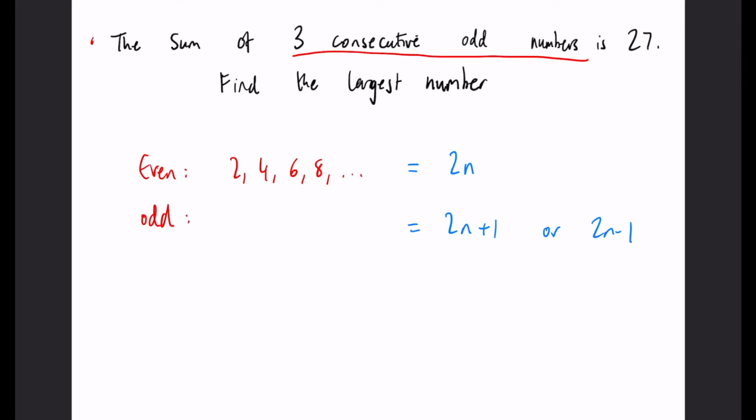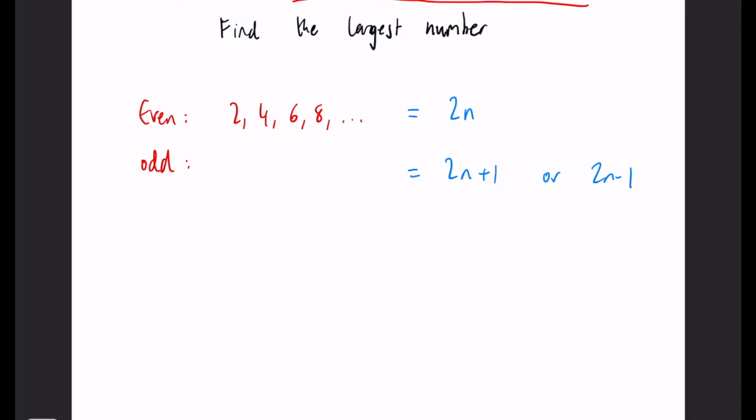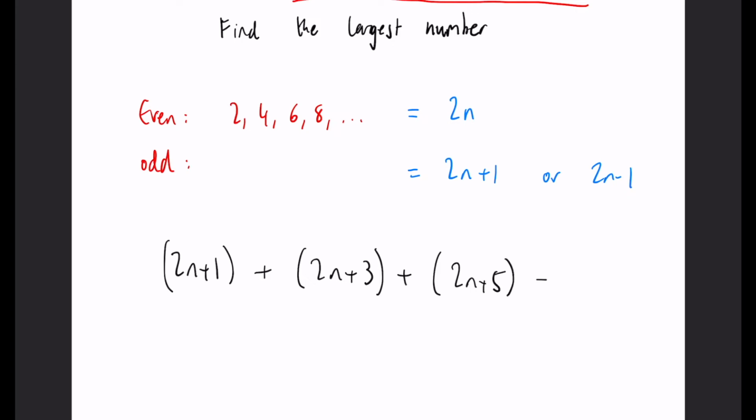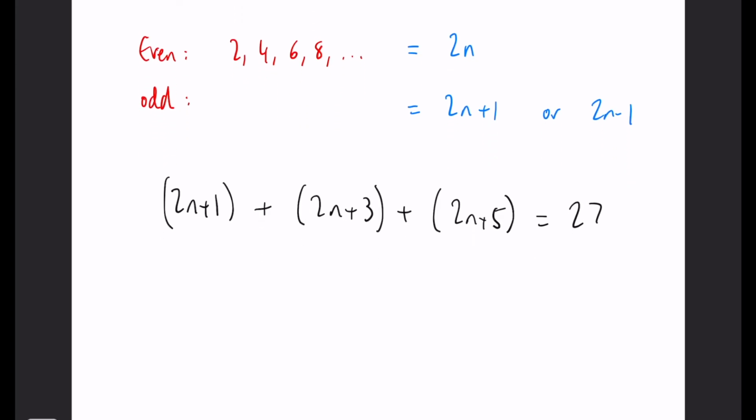So the sum of 3 consecutive odd numbers is 27. Find the largest one. So we know that our first odd number could be 2n plus 1. Our next odd number from that, let's say this number was 3. The next odd number is 5. You can see that we've added 2. So we're going to have to add 2 more to that. So 2n plus 3. And finally 2n plus 5 equals 27.